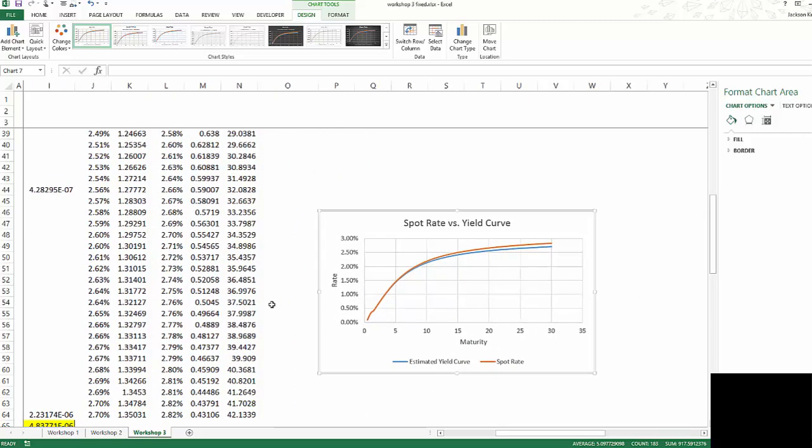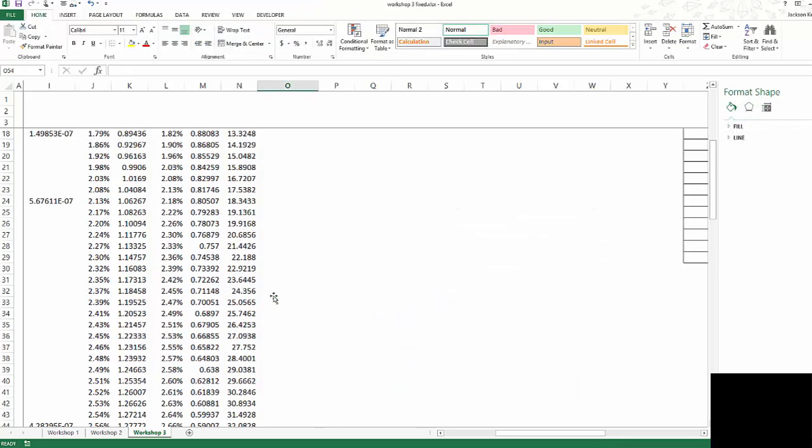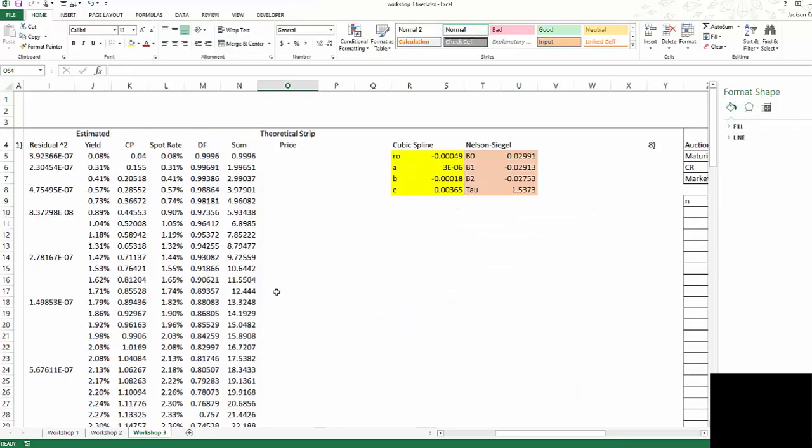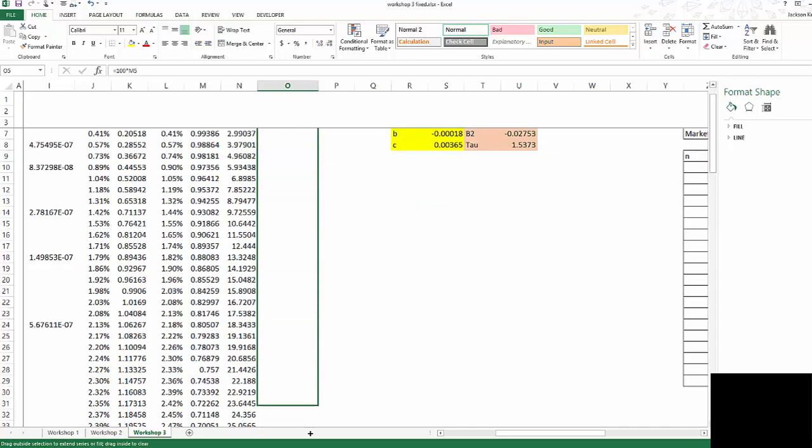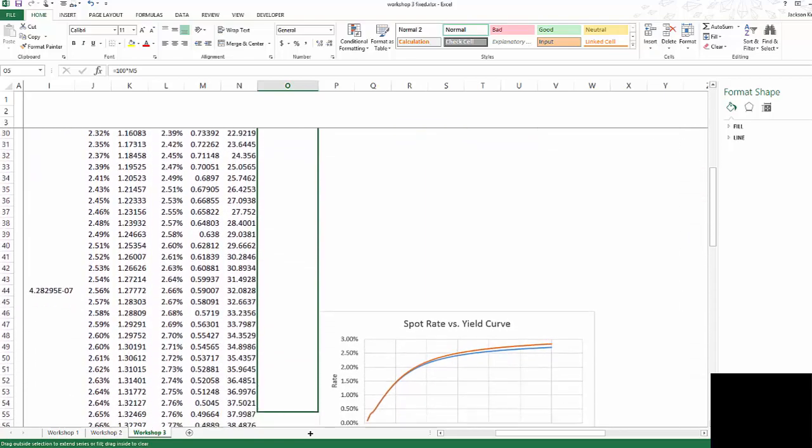So question number 7 asks, now that we have our spot rates, to calculate our theoretical price for each strip. So this is actually very easy. All we're going to do is we're going to imagine this is a $100 par. So all we need to do is multiply 100 times our discount factor for each period. And these will be the theoretical strip price for each period.